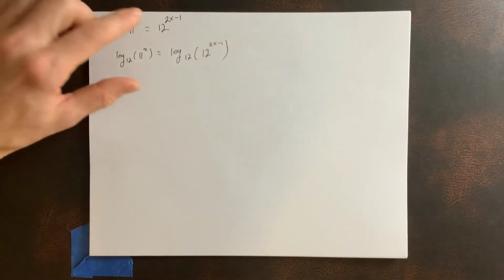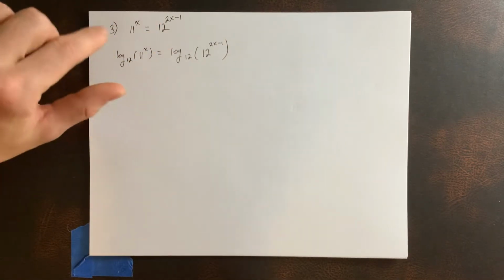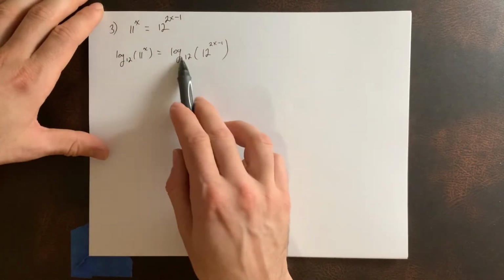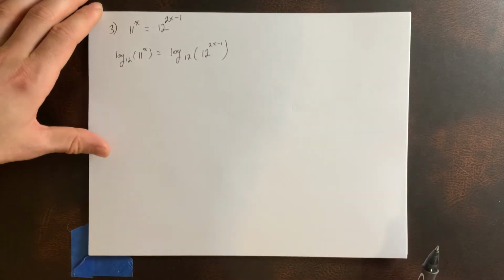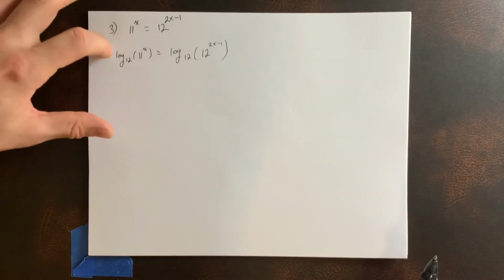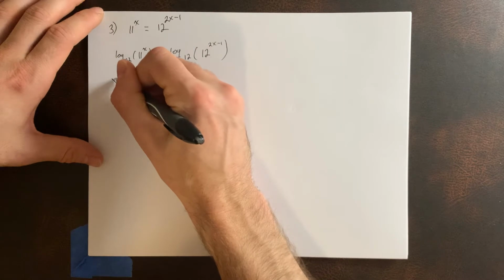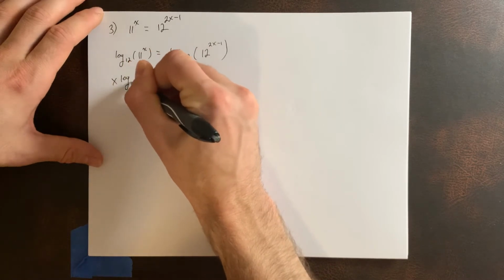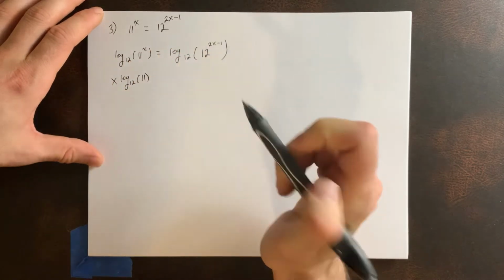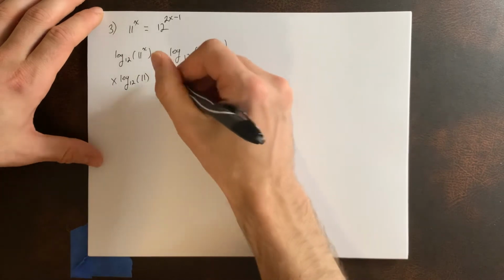Okay, so again, we chose that base. We do the same thing on both sides: log base 12 of the left-hand side, log base 12 of the right-hand side. Now let's use those log rules. This x can come into the front. Now this 2x minus 1 can come into the front.